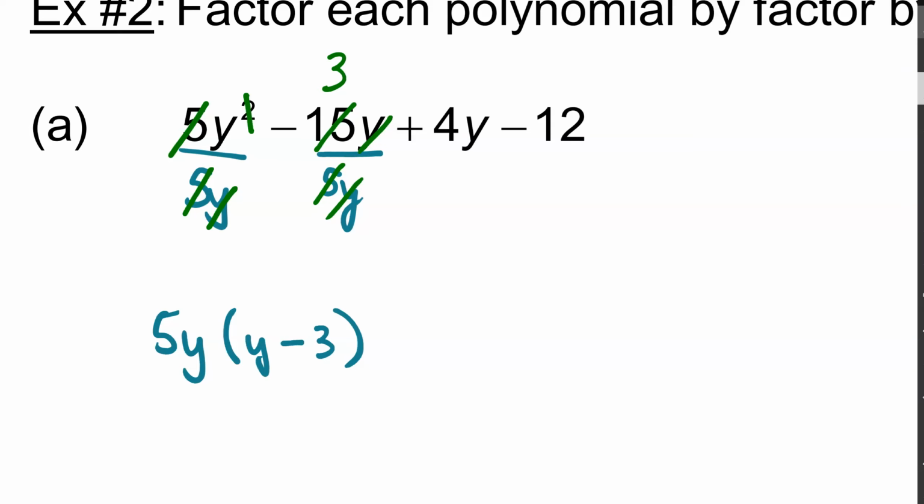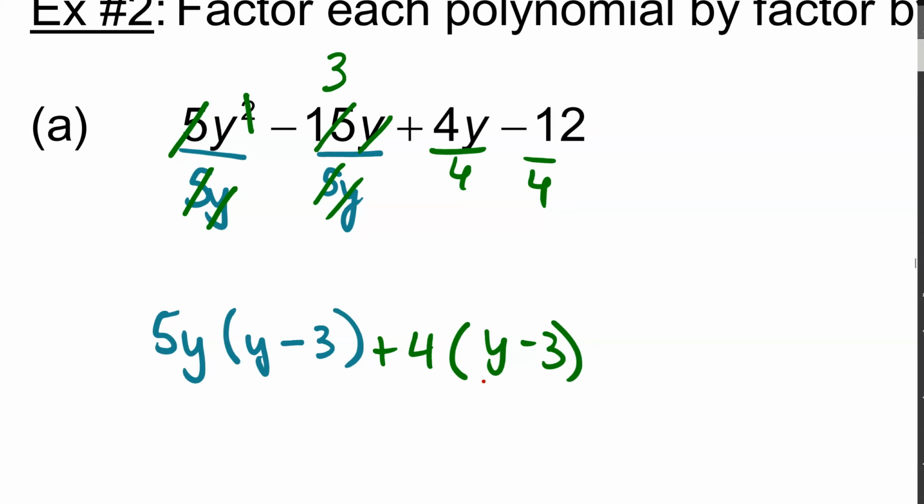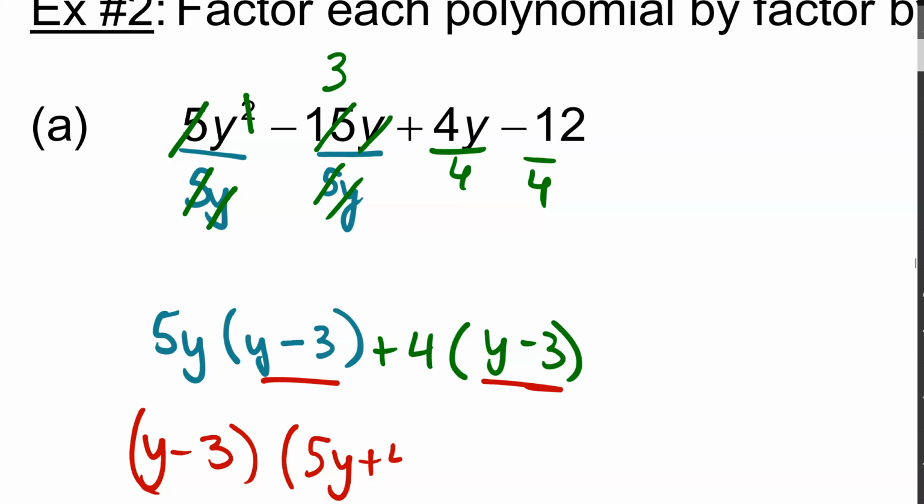And then, let's see, greatest common factor is 4, so I'm going to pull out 4, and then this is y minus 3. And notice we have a common term of y minus 3, so I pull that out, and what I'm left with is 5y plus 4. Okay, let me pause here. Try out B, but do we have questions over this?